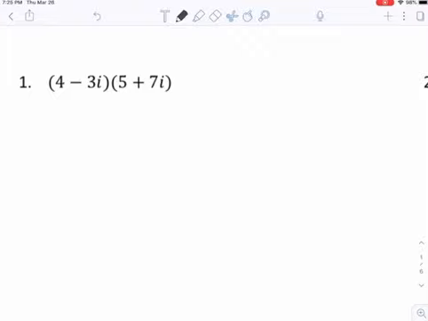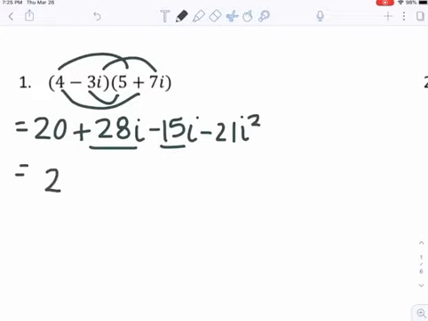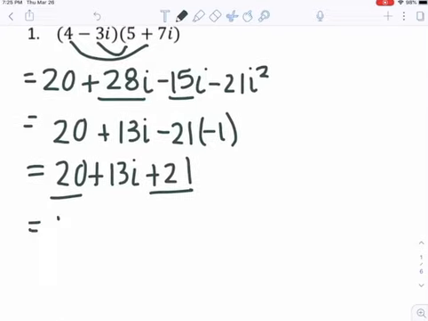Okay, so number 1. We do 4 times 5, that's 20, plus 28i, minus 15i, and then minus 21i squared. So I'm going to combine my like terms, so 20 plus 13i, and then that becomes negative 21 times negative 1. So 20 plus 13i, this now becomes positive 21. I have to combine those like terms now, and my final answer is 41 plus 13i.